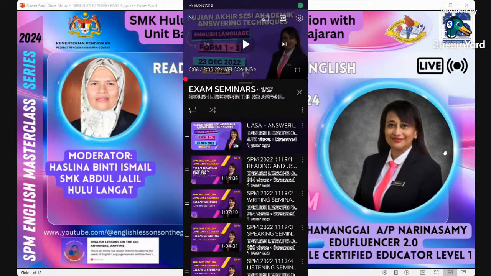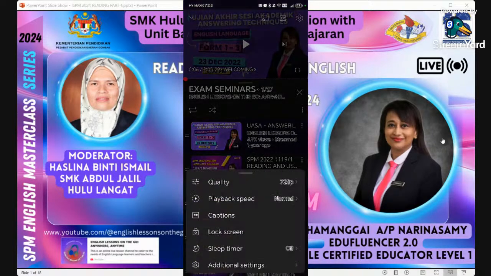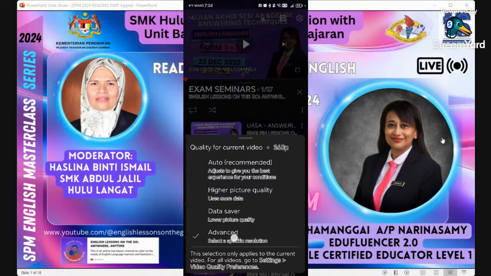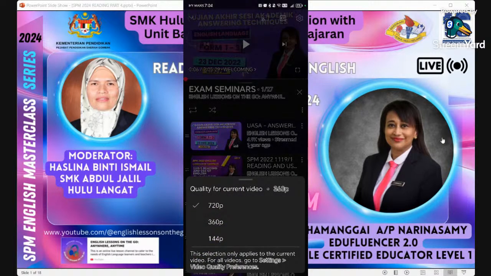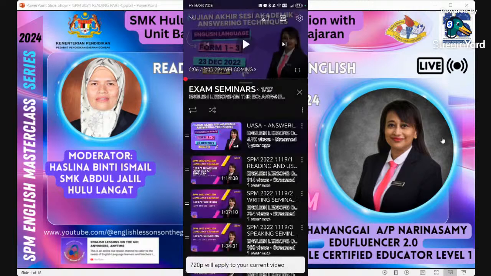Hello. I am doing this video for those of you who will have issues while the live is going on. If you're watching on your mobile phone, you can see there is a gear on your top right hand side. Press on the gear and you will see that there is quality, playback speed, captions and so on. Press on quality, choose advanced setting and choose the highest, 720p.